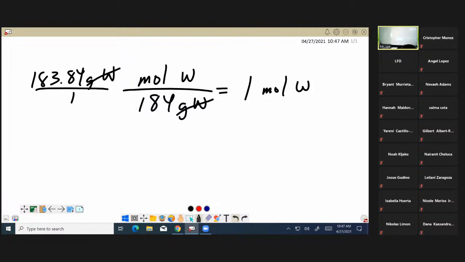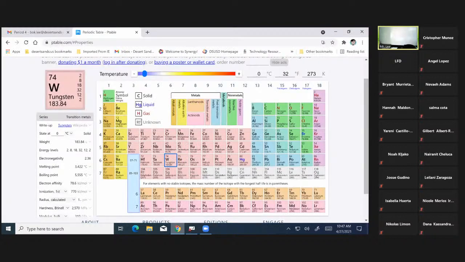Next problem is 13.88 grams of lithium. Again, put that in there. Go back to the periodic table. We look at where lithium is. Here you go, lithium right here. Round that off to 7.